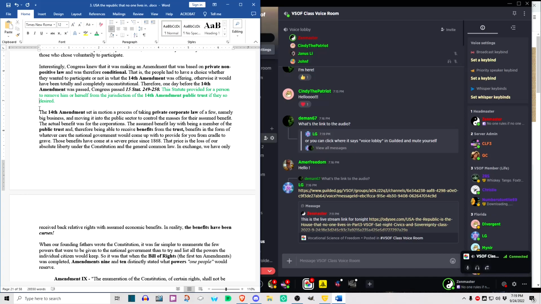That price is the loss of our absolute liberty under the Constitution and the general common law. In exchange, we have only received back relative rights with assumed economic benefits. In reality, the benefits have been curses. And just to pause here, this is where the understanding of what the whole system was set up to do and finally finished in 1933 came from.